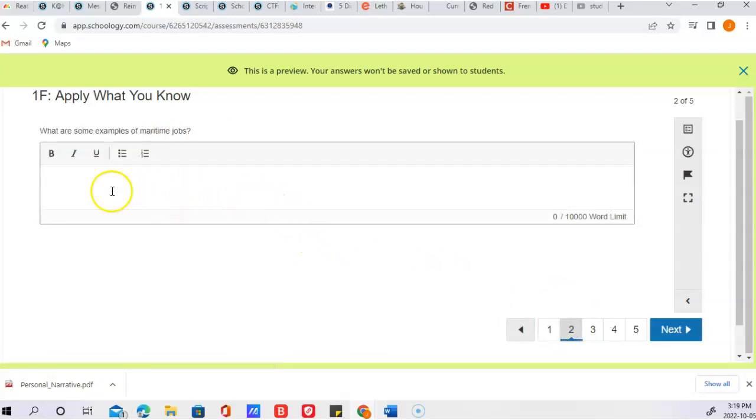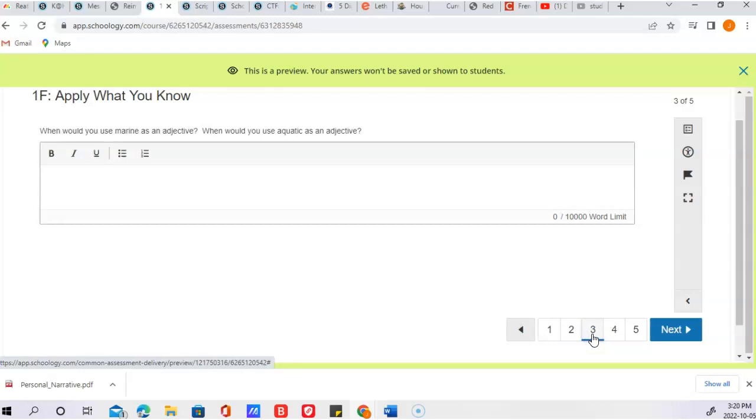Here's the second question. What are some examples of maritime jobs? Give me 2 or 3 examples, because it says some. When it says some, we want more than 1, right? 2 or 3, possibly even 4 or more if you feel ambitious.